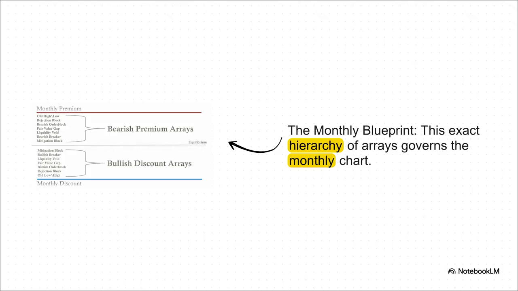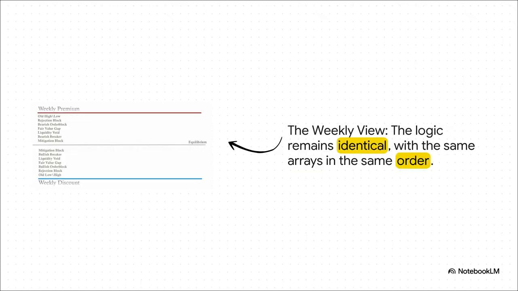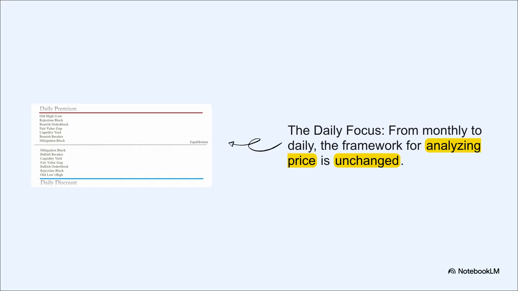Then we can drop down to a weekly chart, and what do we see? The logic is absolutely identical. The same arrays, in the same order of importance, are dictating the flow of price. And it continues right on down to the daily chart. From the monthly to the weekly to the daily, you are using one single, unchanging framework to analyze price. This is how you eliminate the guesswork and start to align your analysis with the institutional perspective.